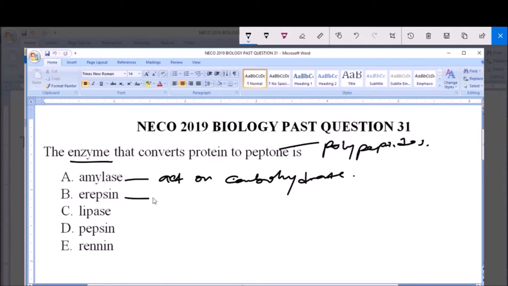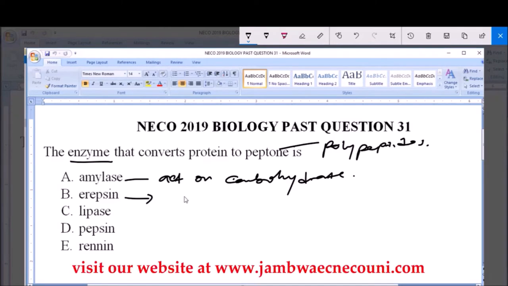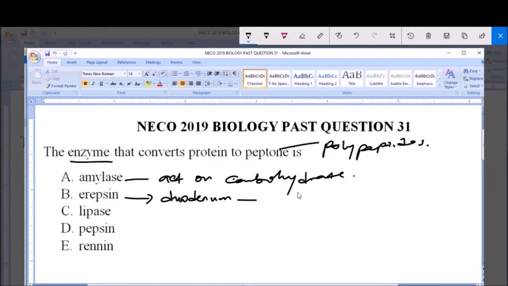Now, this is erepsin. Erepsin is an enzyme that is located in the duodenum. You find this in the small intestine, the duodenum, and it helps to convert proteins to polypeptides. That is, the proteins that were not acted upon by pepsin in the stomach.